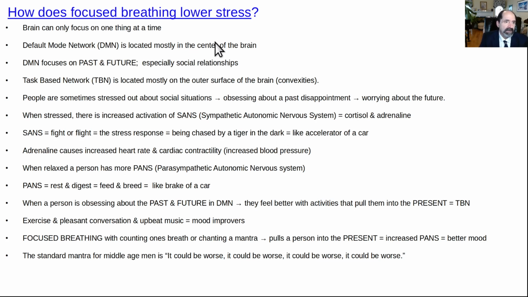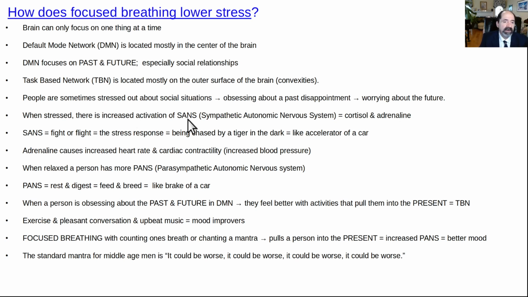Okay, how does focused breathing lower stress? Well, the brain can only focus on one thing at a time. The default mode network is located mostly in the center of the brain and focuses on past and future, especially social relationships. The task-based network is mostly located on the outer surface of the brain, the convexities, the cerebral cortex. People are sometimes stressed out about social situations, obsessing, worrying.